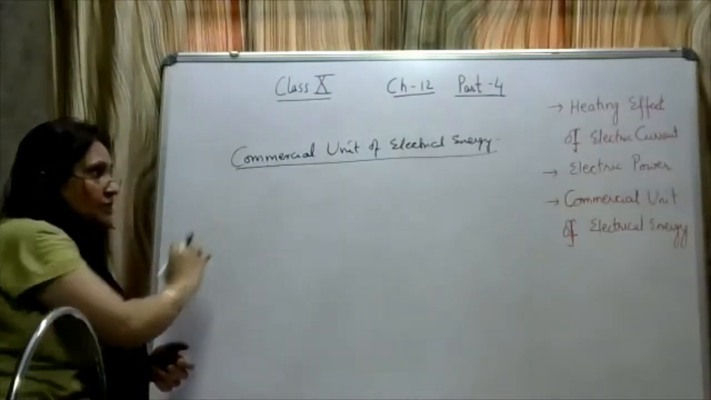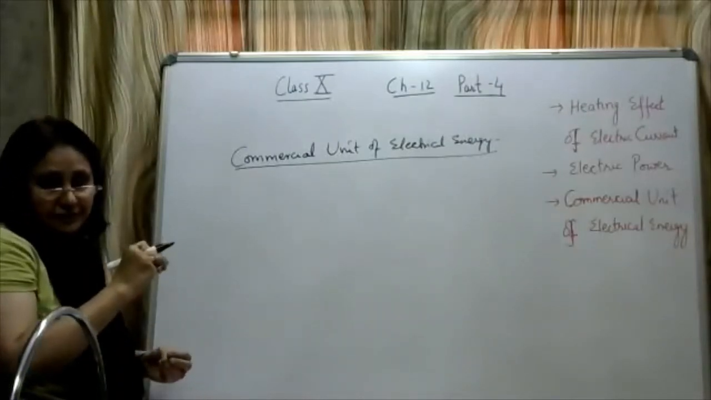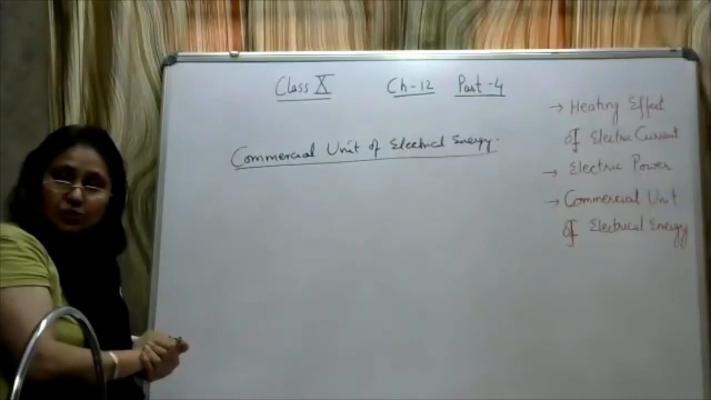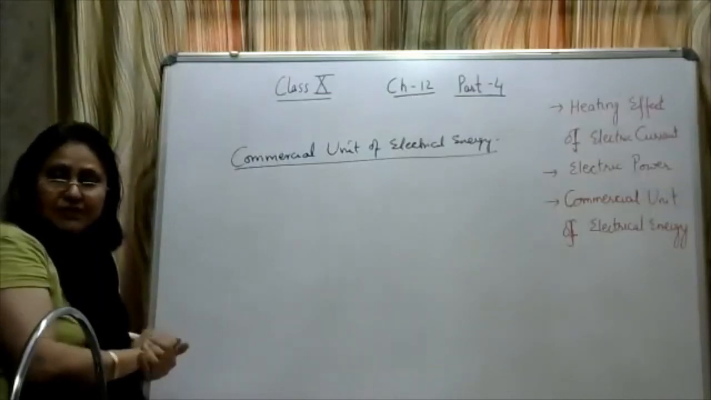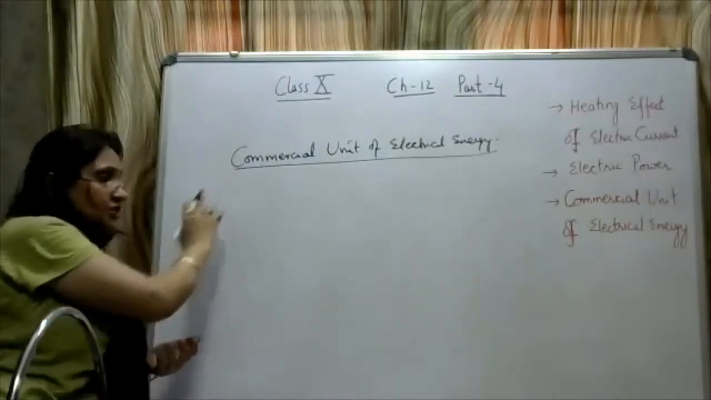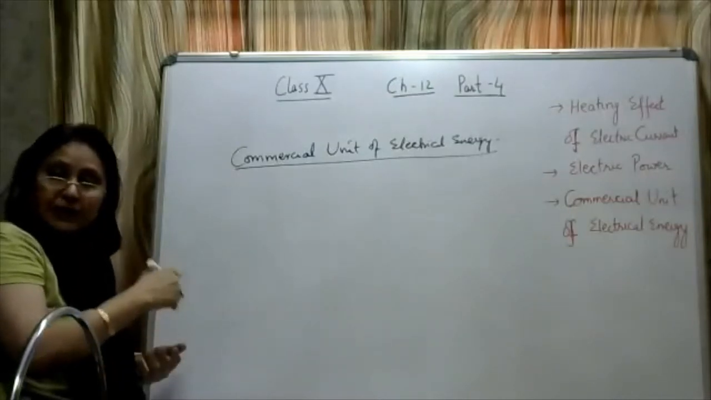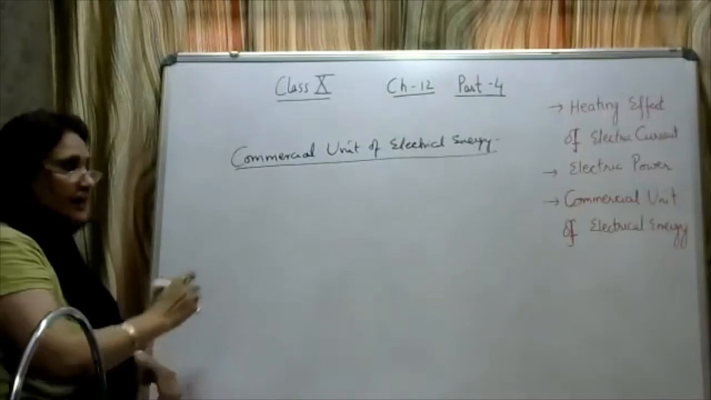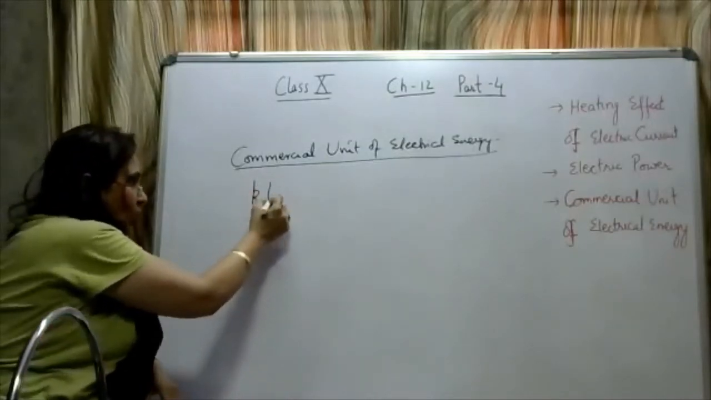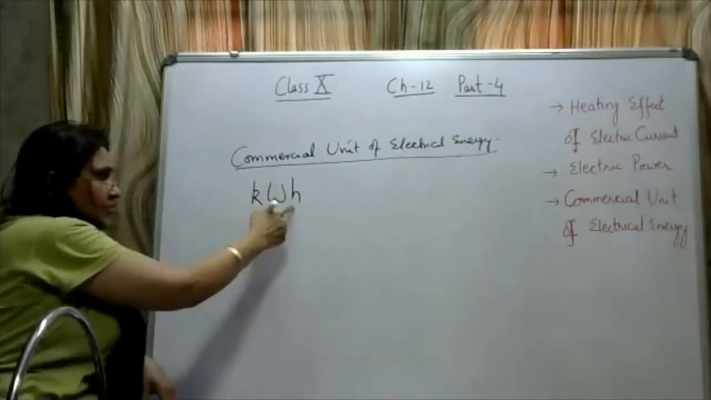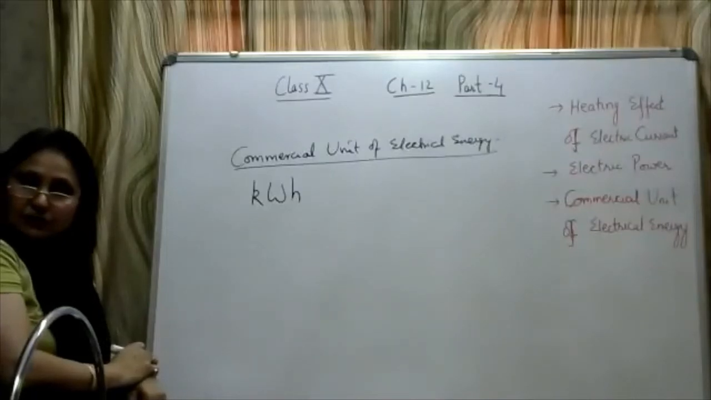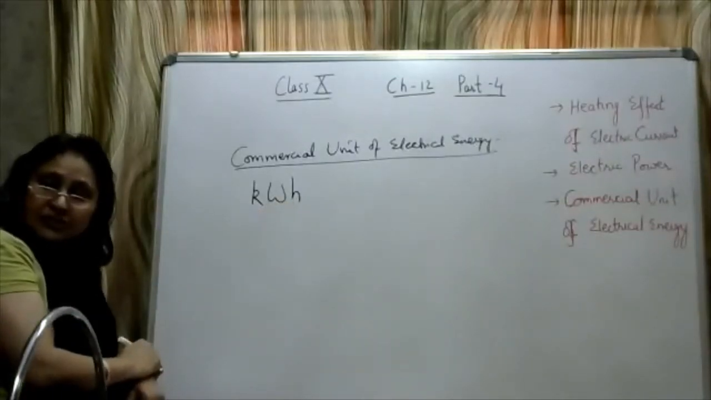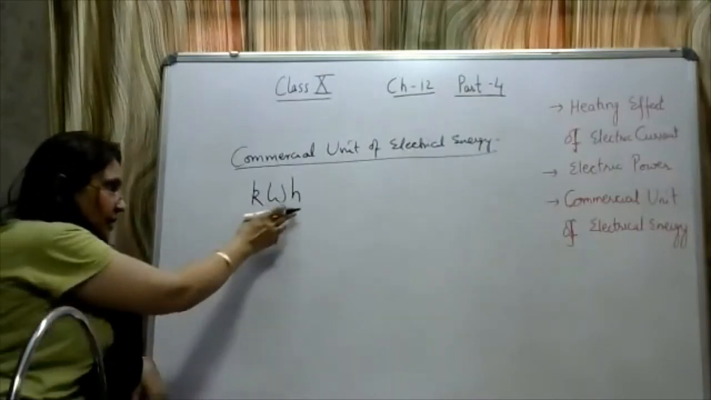Okay, those units are the units of electrical energy. We know that the SI unit of electrical energy is joule, and this joule is a very small unit. For commercial purposes, a bigger unit has to be used, and the commercial unit of electrical energy is kilowatt into hour, which is written as kWh. So this is the commercial unit of electrical energy.